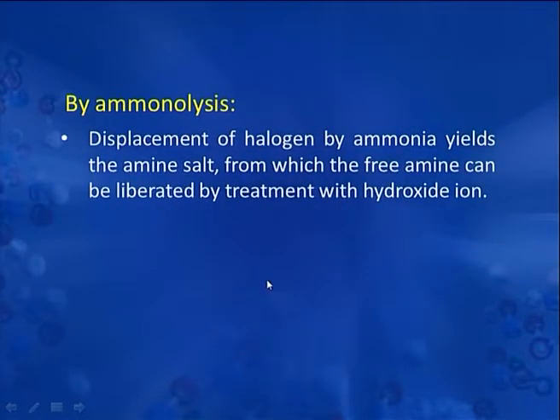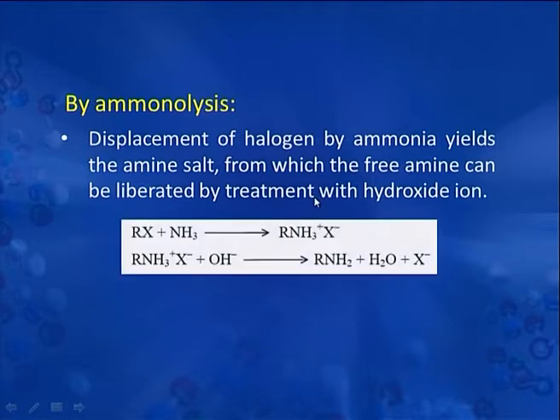Displacement of halogen by ammonia yields amine salt, from which the free amine can be liberated by treatment with hydroxide ion. You can see here, this is alkyl halide treated with ammonia to give alkyl ammonium halide, and from this alkyl ammonium halide, primary amine is separated by treatment with sodium hydroxide.